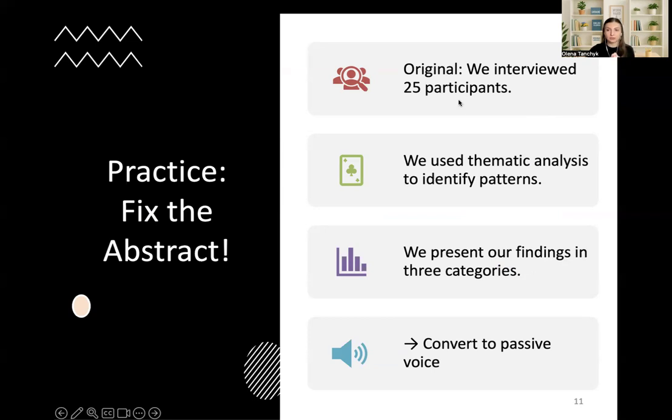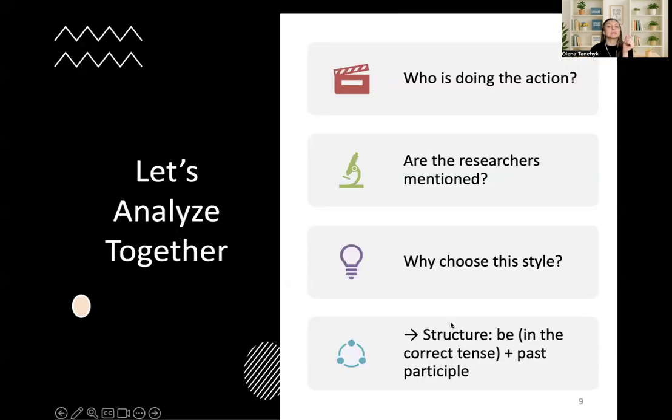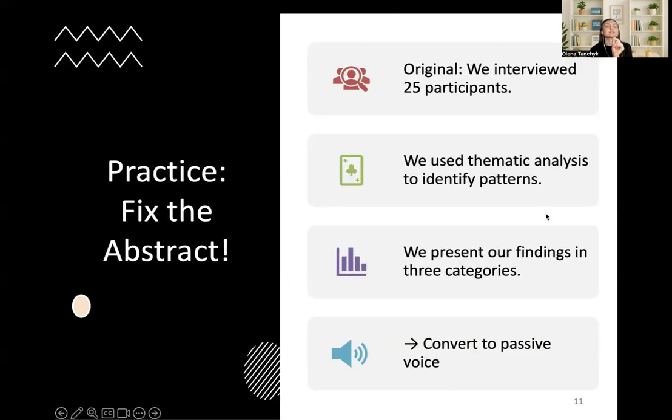The first sentence we will do together. And please don't worry, the rule will be discovered soon together. So let's do the first sentence. Do we have a volunteer who would like to read? Okay, please. Wonderful. So how can we turn this sentence into passive voice? If we say we interviewed, okay, let's remember how we form the passive voice. It's the verb to be plus past participle. So what will be the answer?